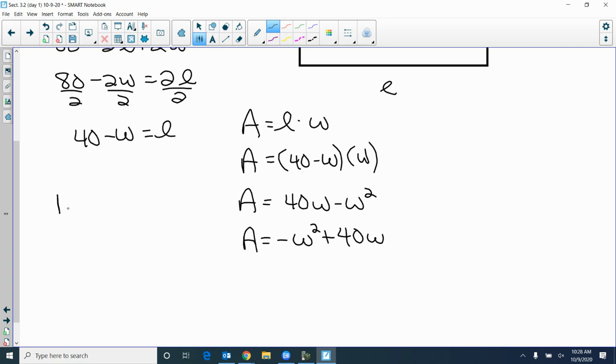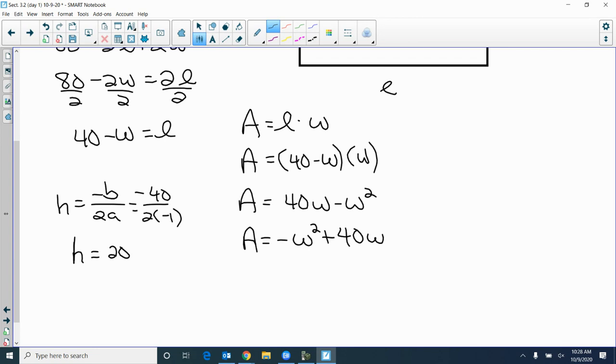I can't remember if it wanted the area or not, or just the dimensions. So negative 40, 2 times negative 1, 20. Okay, we good there?